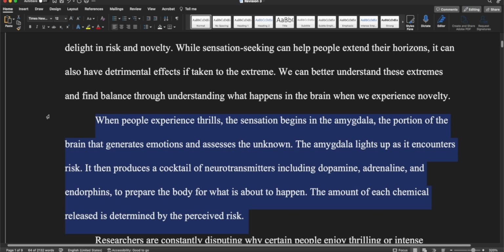Where's the citation? It is not common knowledge that when experiencing a thrill, that sensation begins in the amygdala. It's not common knowledge at all, right?